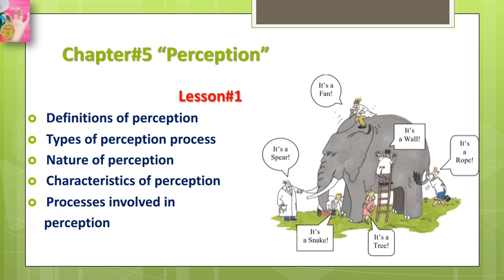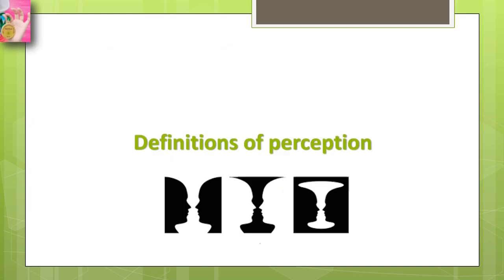So I have divided this lecture into different parts because it is a very lengthy and very detailed topic to discuss. In this video we'll start with lesson 1, which is about definitions of perception, types of perception process, and then we'll discuss the nature of perception, then characteristics of perception, and in the end we'll discuss the processes that are involved in perception. So let's start with today's video.